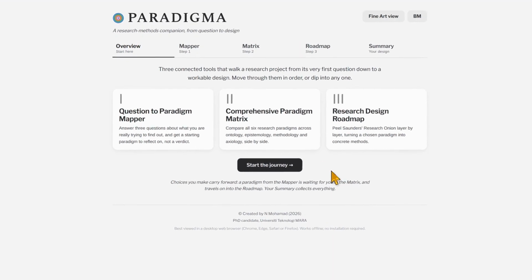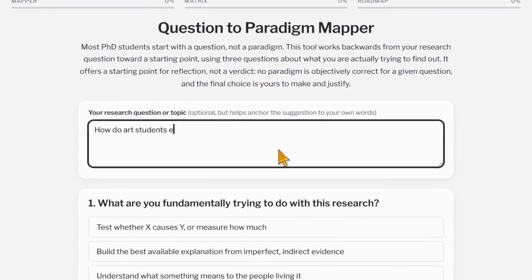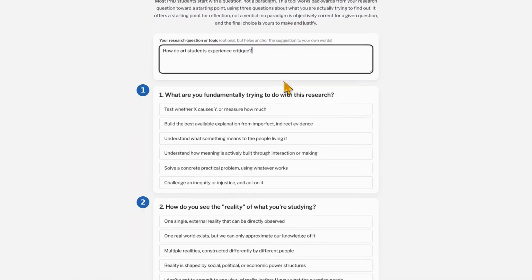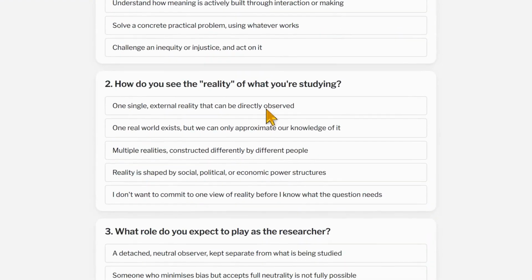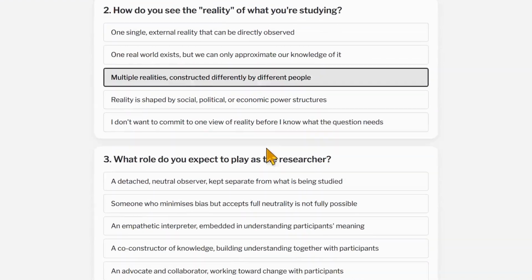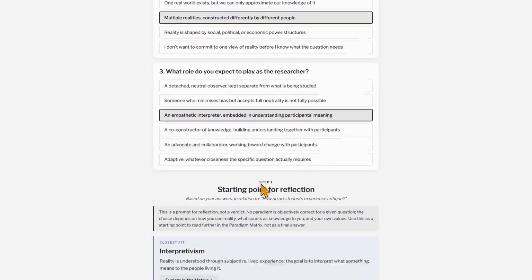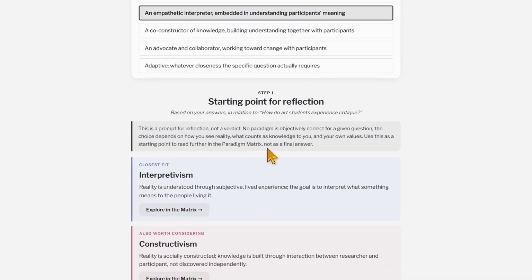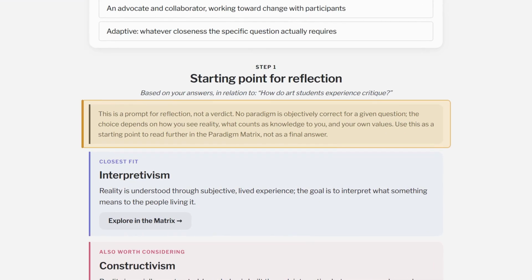The first tool is the question to paradigm mapper. The student types in their own research question. Then the tool asks 3 things. What are you trying to find out? How do you see the reality you're studying? And what's your role inside it? Behind that, a weighted scoring system reads the answers against 6 paradigms, and what comes back is a starting point, not a verdict.